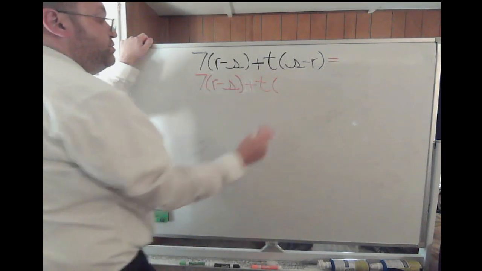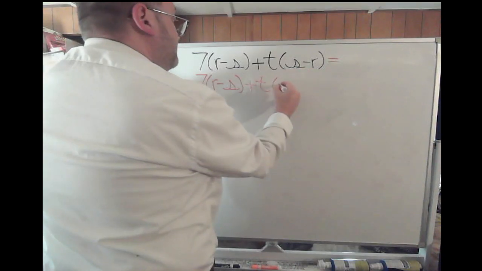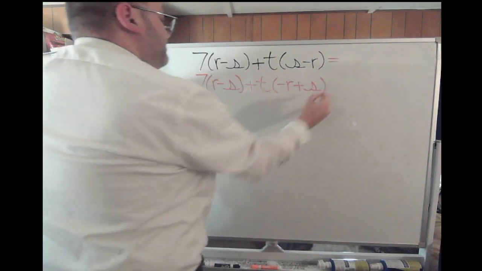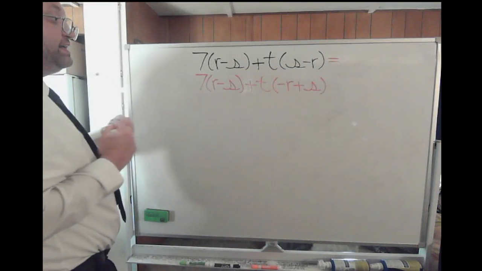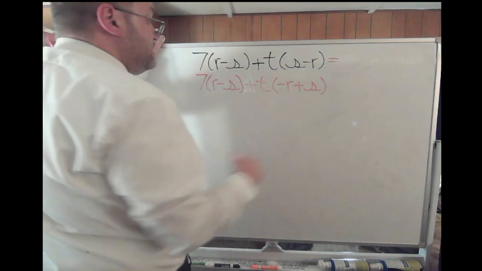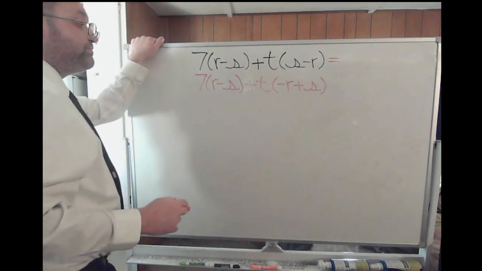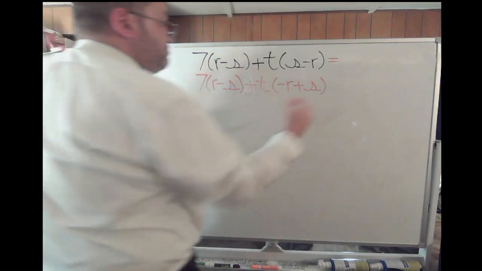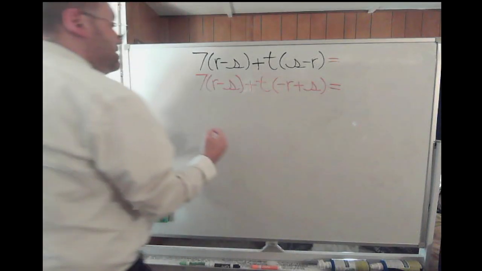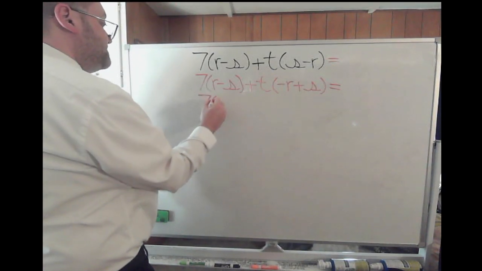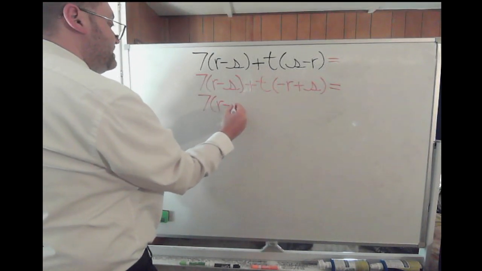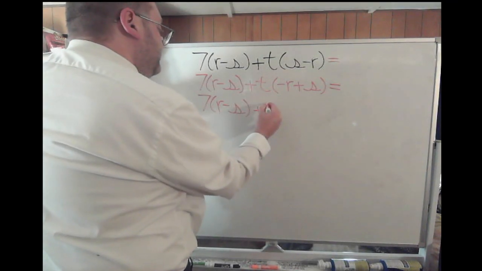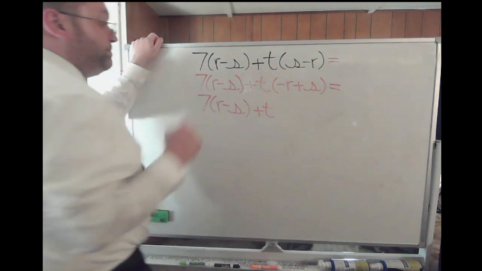times the quantity of, we can rewrite this as negative r plus s, right? So if we do that, we almost get an equivalent expression, but not quite. What you're going to do is keep your quantity of 7 times r minus s plus your t.